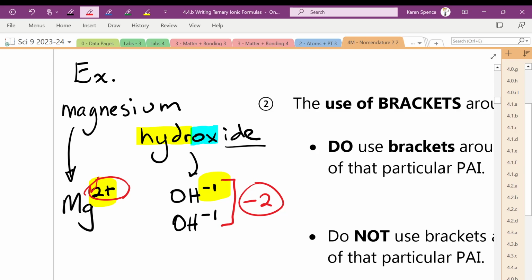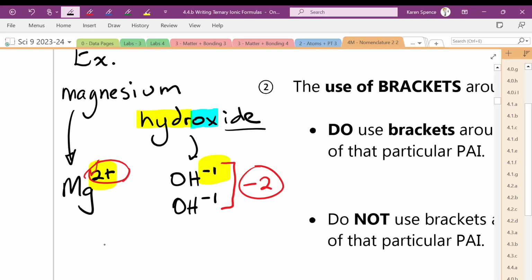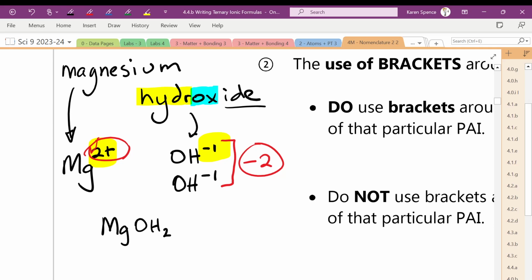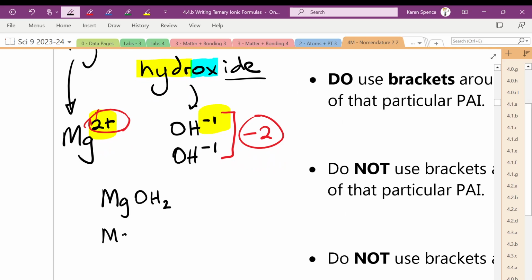So we need to now write the formula. Mg. Do we write a little 1? Nope. And then we write OH, and I'm going to give you 2 choices here. Do you like choice A or do you like choice B?